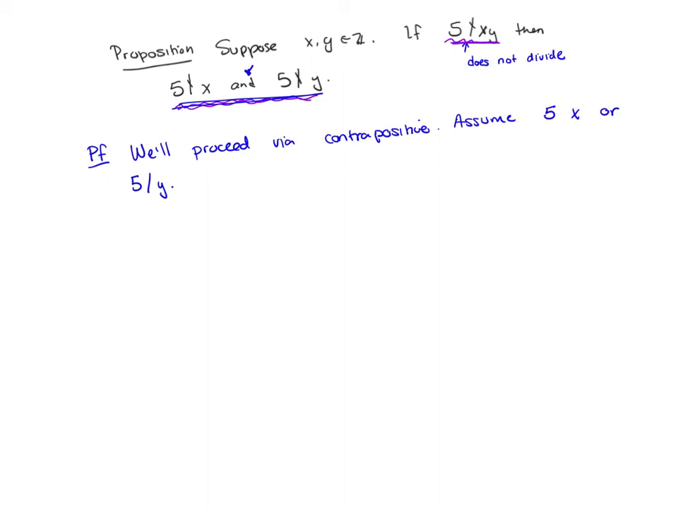This divide symbol should be a little bit more straight up and down, so let's fix that. Now that I'm assuming this is true or this is true, because there's 2 different options, that's a good clue that I might want to do proof by cases. So we'll say case 1.